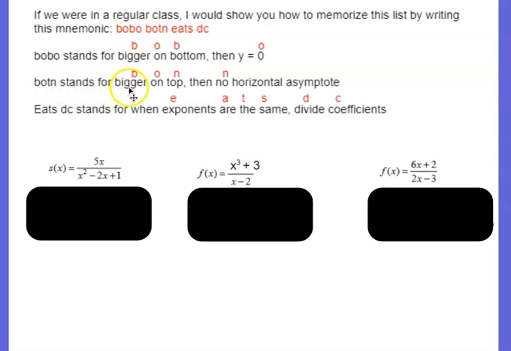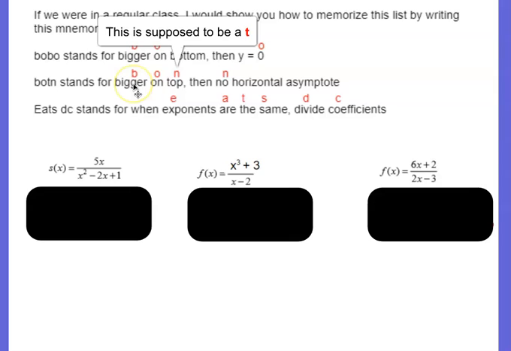BOTN stands for bigger on top. So when the largest exponent in the numerator is larger than the largest exponent in the denominator, you would say that's bigger on top. So there is no horizontal asymptote in that situation.